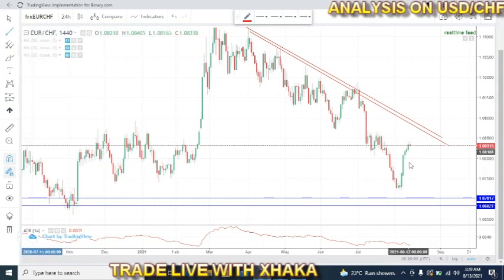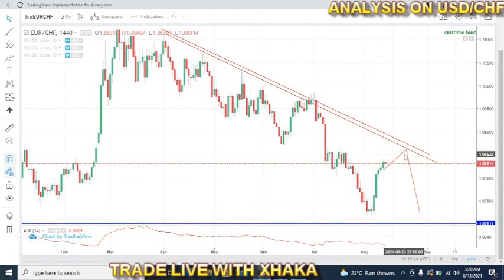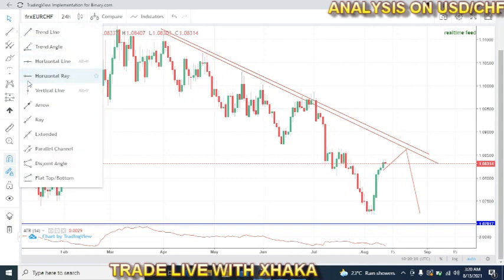If this market eventually hits this area and it comes back, right? This is what we'll be expecting. And here will be our take profit.